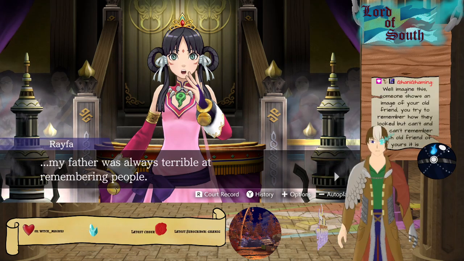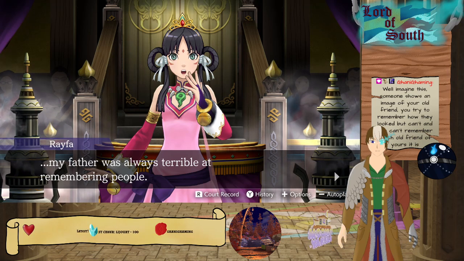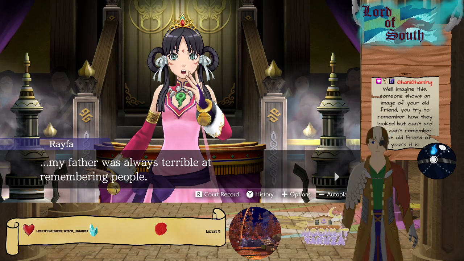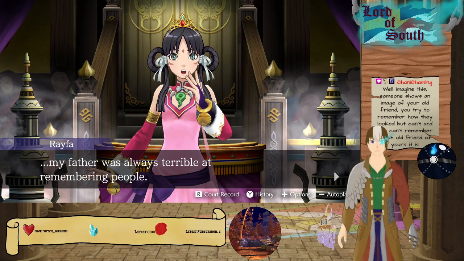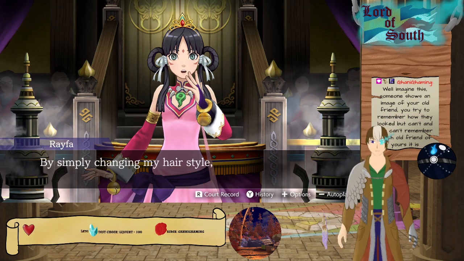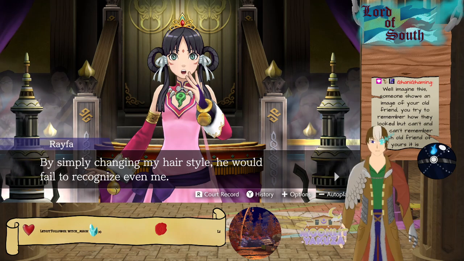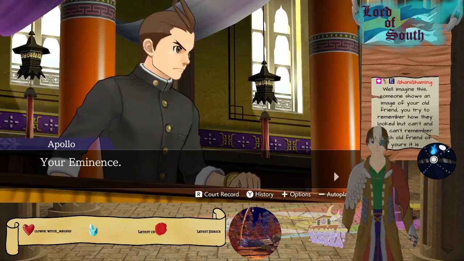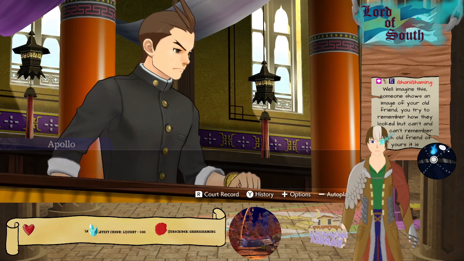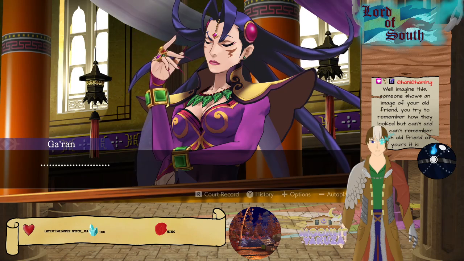Well, imagine this. Someone shows an image of your old friend. You try to remember how they looked, but can't, and you can't remember which old friend of yours it is. Yeah, I kind of feel like that would happen. But by simply changing my hairstyle, he would fail to recognize me, even me. Ah, Your Eminence. You knew that your husband had such a disorder, didn't you? Of course she's quiet, because this was kind of a good proof for her for winning.